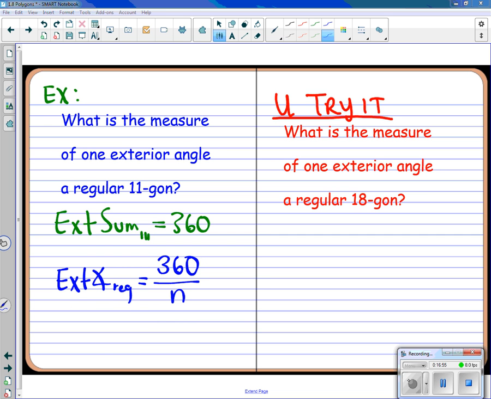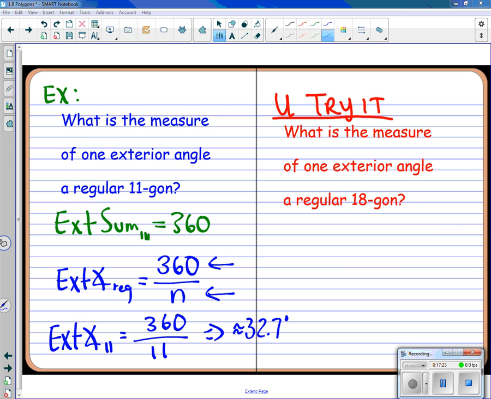So this is another little quick formula. The exterior angle of any regular polygon, not the sum, just one, is equal to 360 degrees, all of them added up, divided by the number of those angles. So if there's 11 here, I'm going to go 360 divided by 11, which turns out to be somewhere around 32.7 degrees.